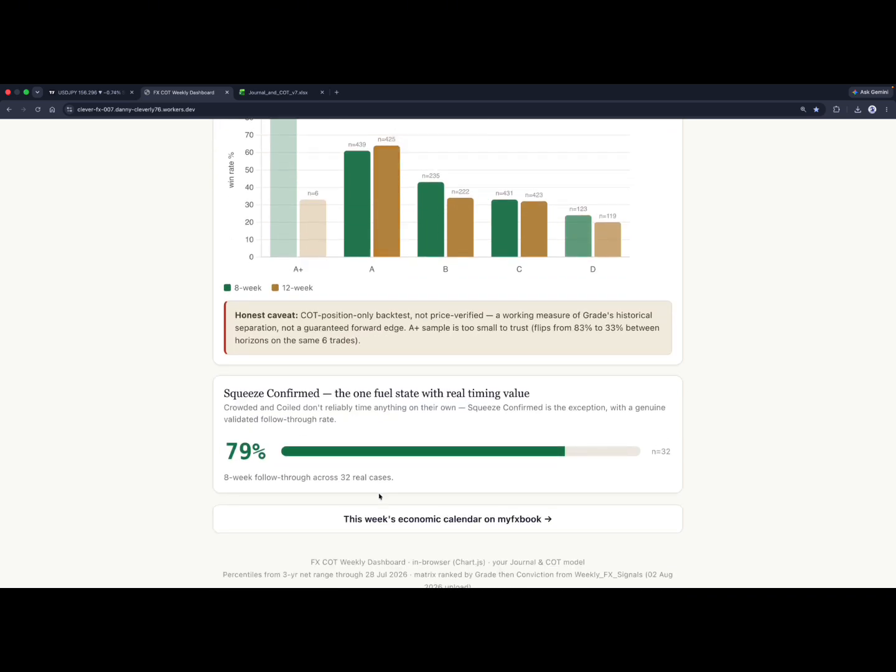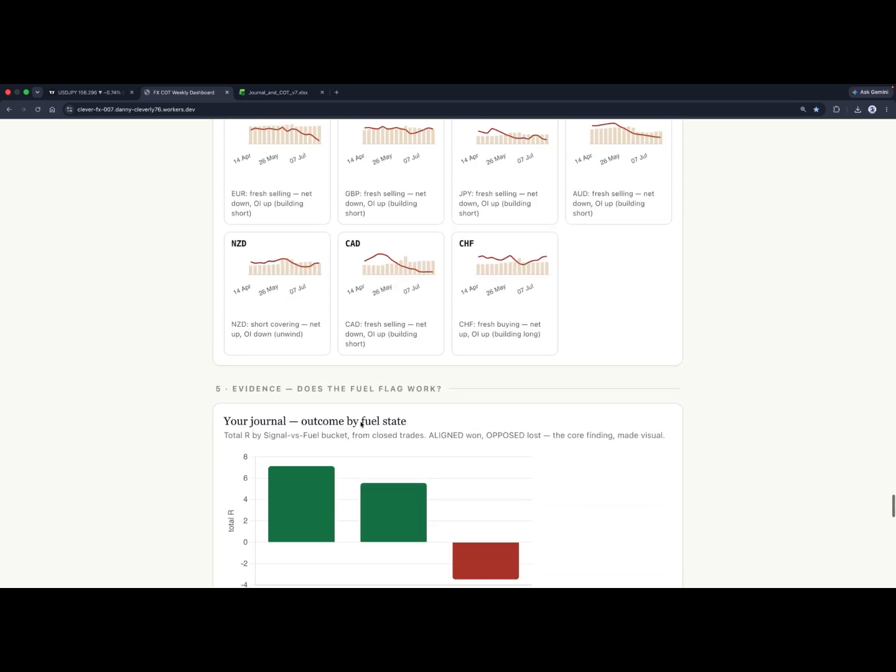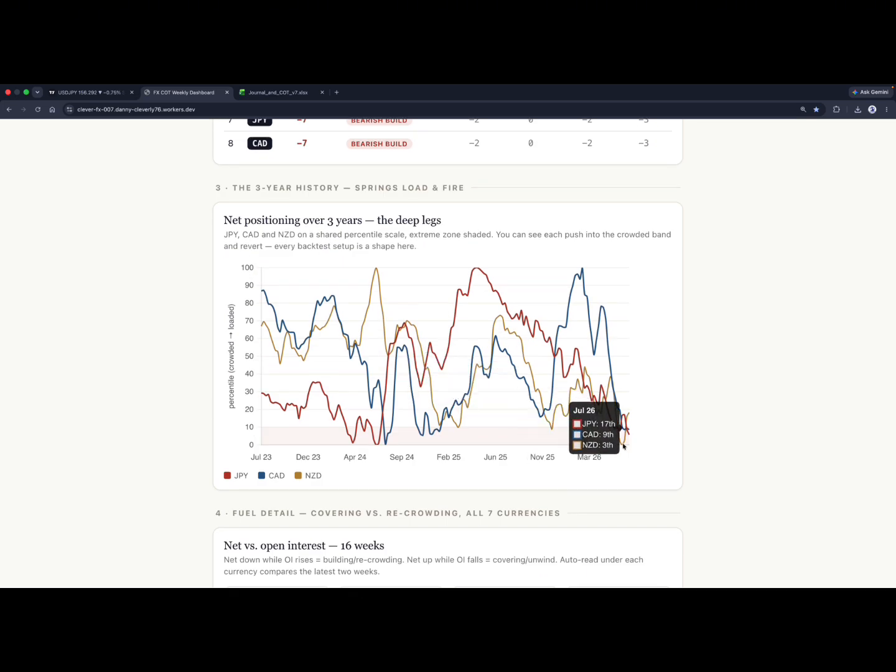So, yeah. And lastly, squeeze confirmed, the one fuel state with real timing value. Crowded and coiled don't reliably time anything on their own. However, squeeze confirmed is the exception. When you get that squeeze confirmed flag, this is a genuine validated follow through rate. So again, this really comes down to this one here. Once we get confirmation that the squeeze is confirmed, then we can start to trade this in the reverse direction.